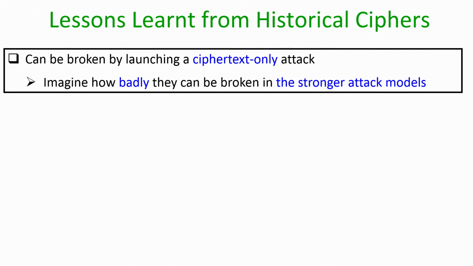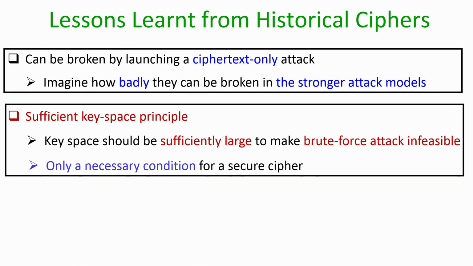So, what are the lessons we learned from the historical ciphers? All of them can be easily broken in the ciphertext-only attack model. Imagine how badly they could be broken in a stronger attack model, say the KPA or CPA attack model, where the adversary is privileged with additional information. For example, in the CPA attack model, the adversary not only has access to the ciphertext, it also has access to the encryption oracle, and hence could more comfortably break the underlying encryption process.